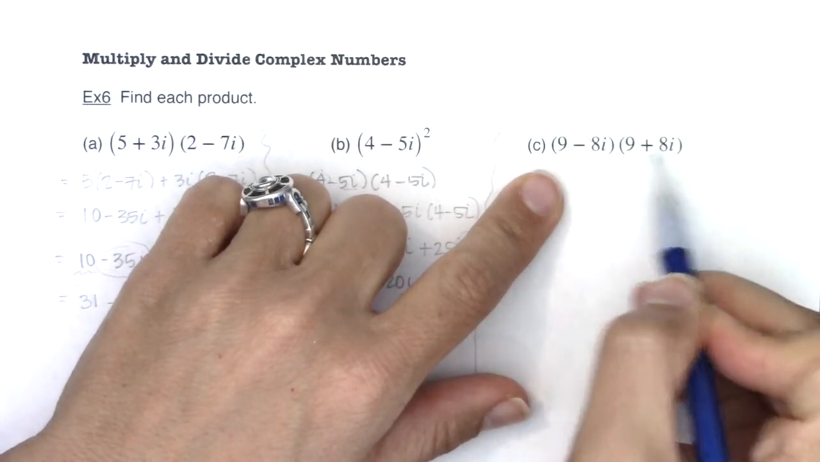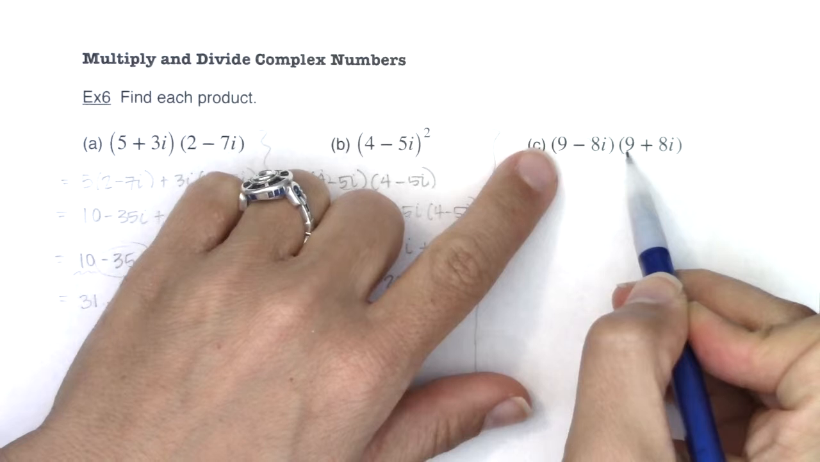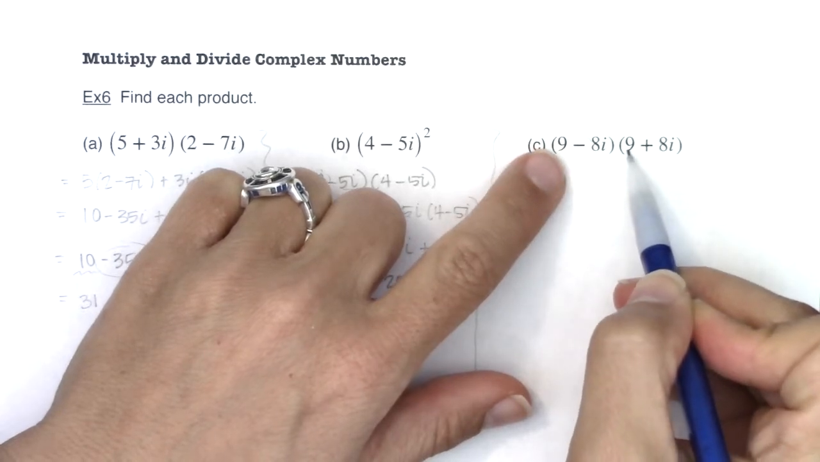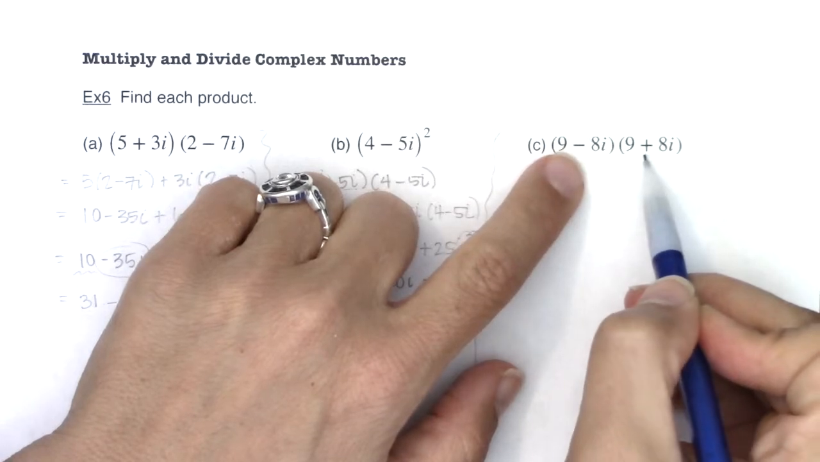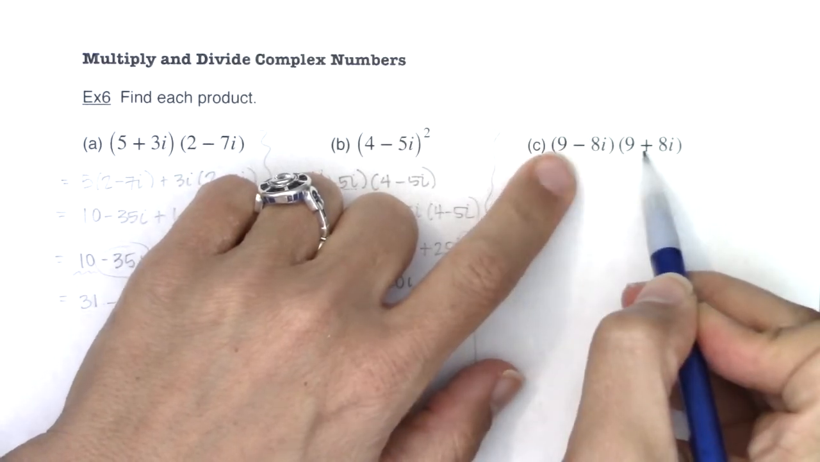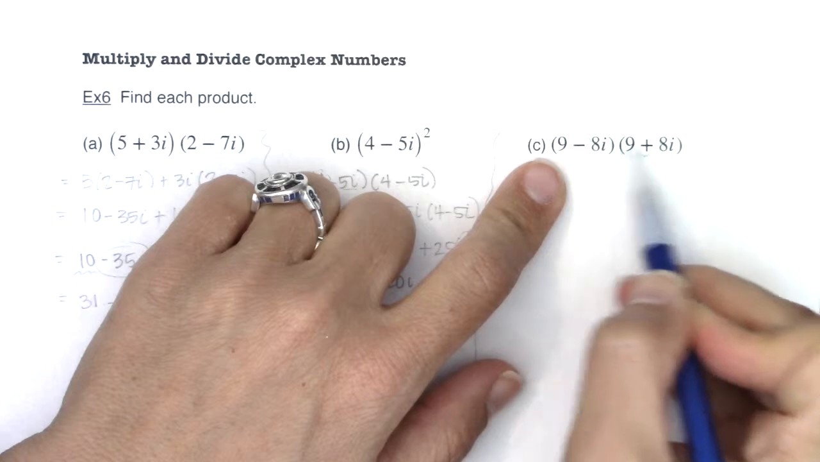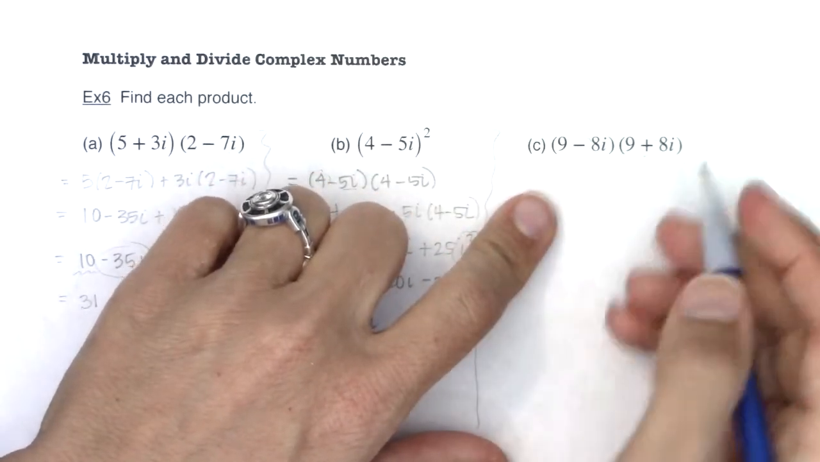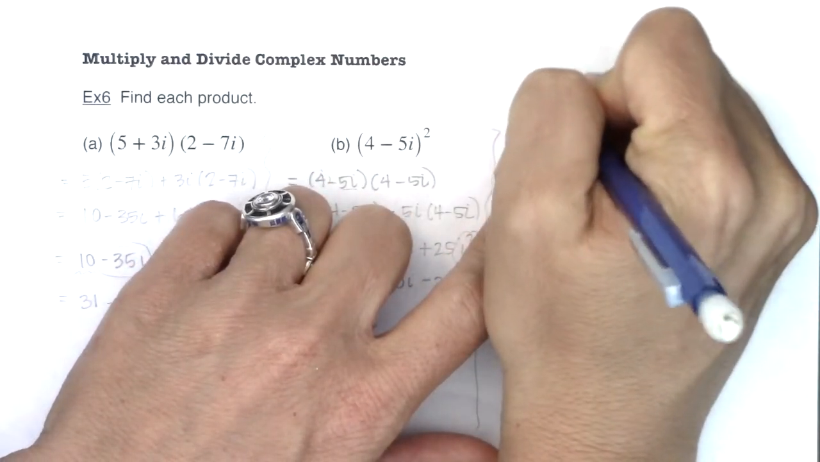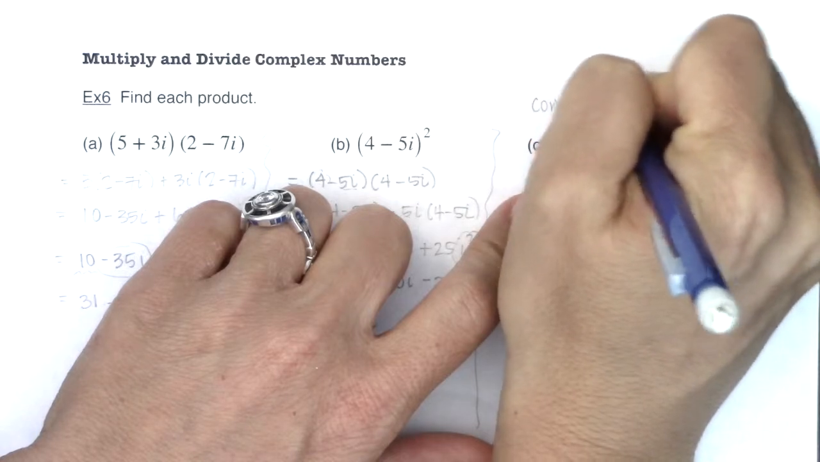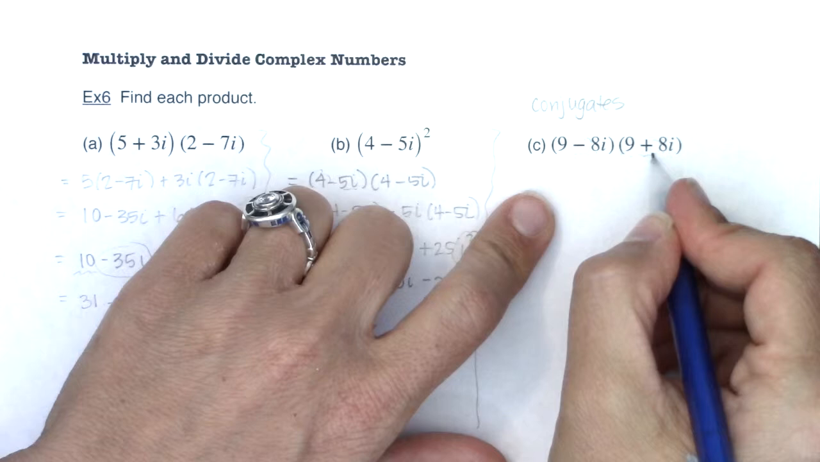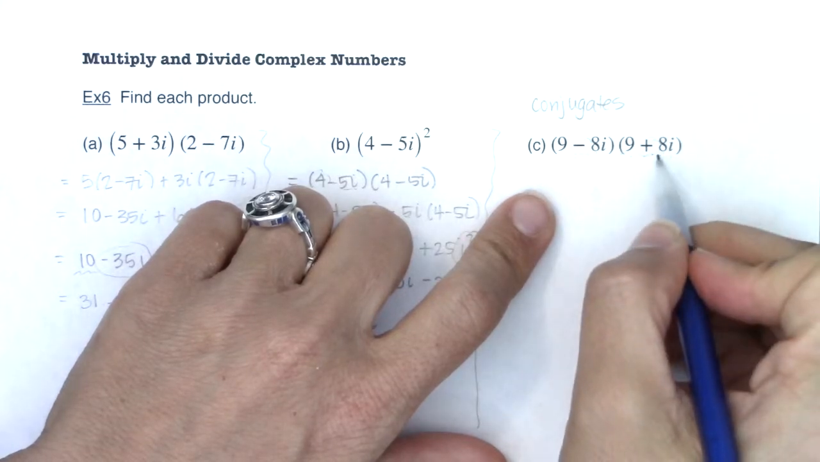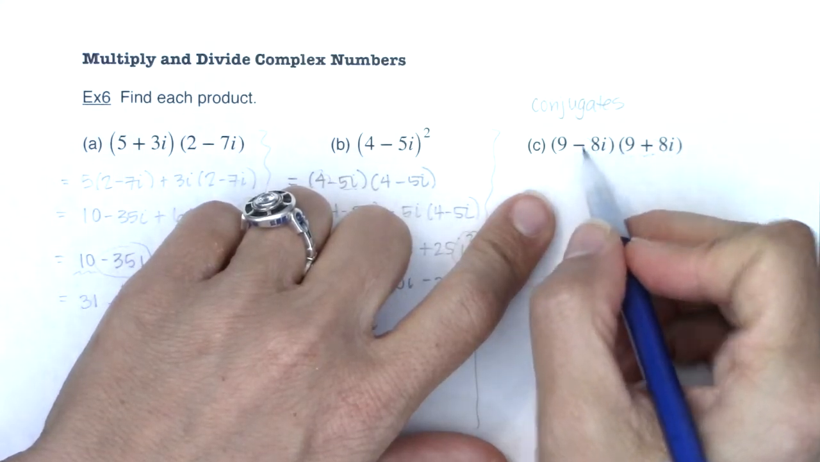So when you have two binomials that have the same number or the same term in the first position and in the last position, and they only differ from each other in the signs that are here and the operations that are here, they're opposite or inverse operations, addition and subtraction. When that's the case, these are called conjugates of one another. So 9 minus 8i is the conjugate to 9 plus 8i, or you could say 9 plus 8i is the conjugate to 9 minus 8i.